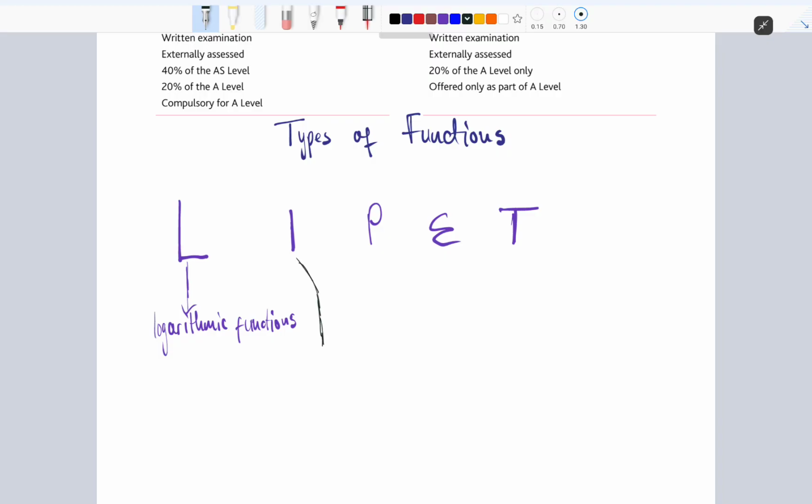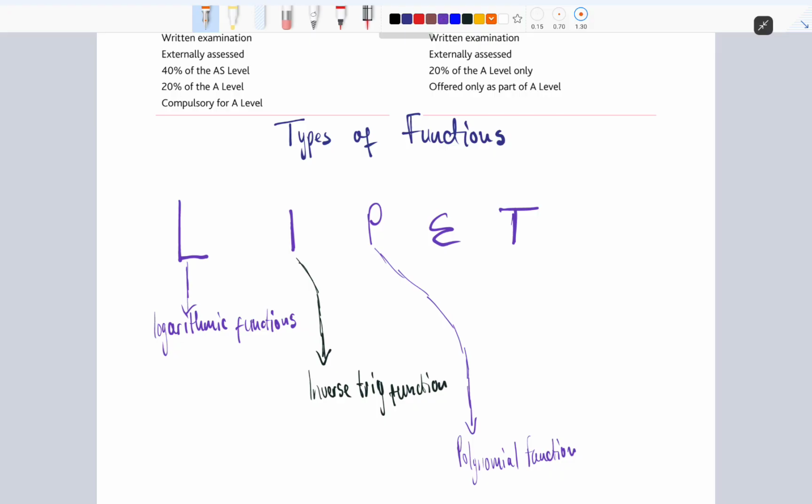Let's do the second type of function. This is I. This is differentiation for us. This is where it ends. The I is inverse trig functions. I'm going to give you examples. This is inverse trig functions. Then what else do you have? P. What is P? We go down and we put P. P is going to be polynomial functions. P represents polynomial functions.